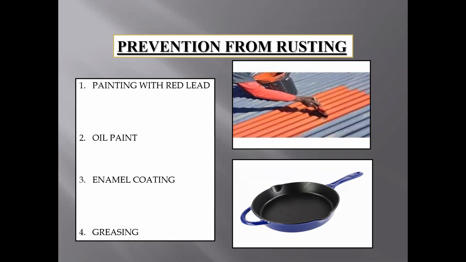Next is enamel coating. Now you have often seen this non-stick frying pan or any utensils like this. The inside of these utensils is coated with enamel so that it does not come in contact with oxygen and is prevented from rusting. Greasing, you have often seen that in cycles or other parts. Okay, oil is being applied. Now when oil is applied in these parts, rusting is prevented.